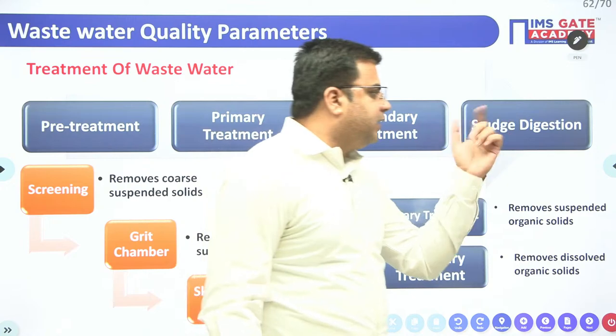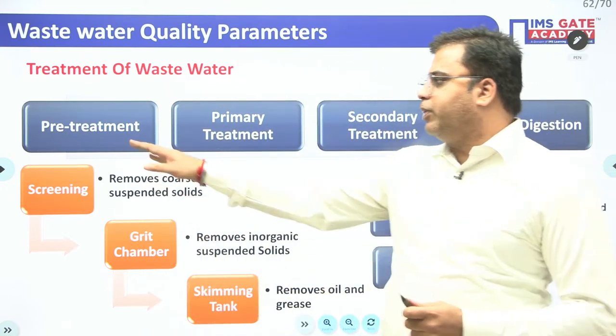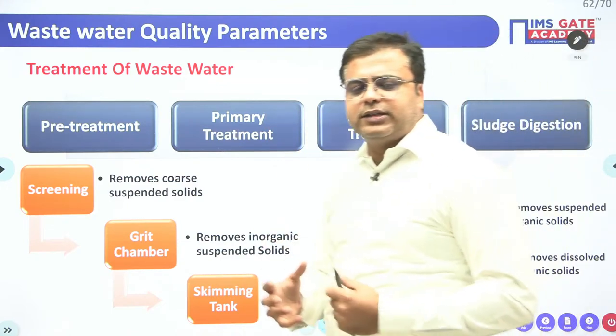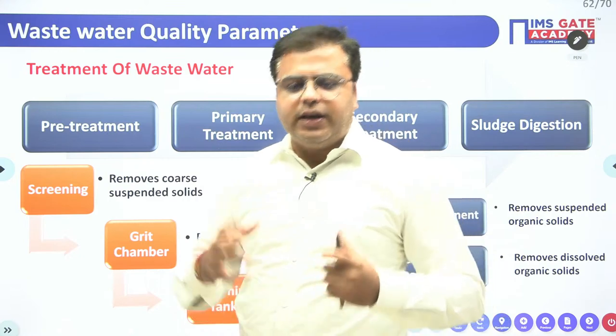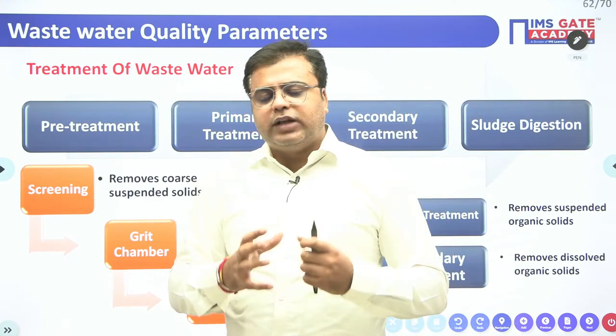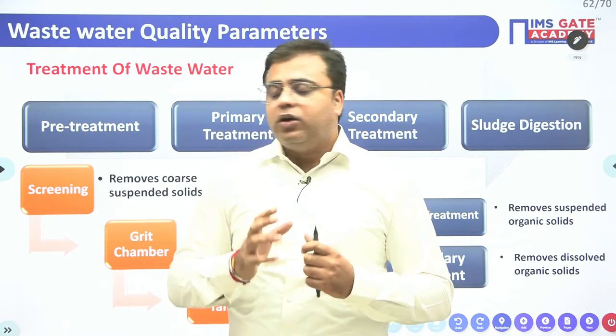So this entire treatment of our wastewater is focused on removing the inorganic particles in the pre-treatment and then removing the organic particles, present either in the dissolved form or in the suspended form, in the subsequent treatment. In the last stage, which is sludge digestion, we collect all the sludge produced after pre-treatment, primary treatment, and secondary treatment, and we process this sludge in order to dewater it, reduce its volume, and further decompose it so that it may stabilize.